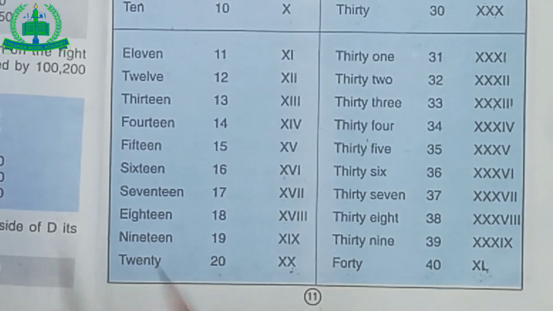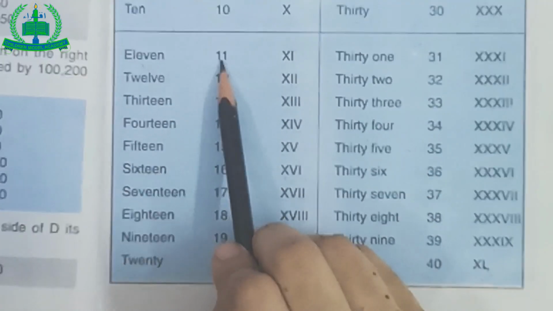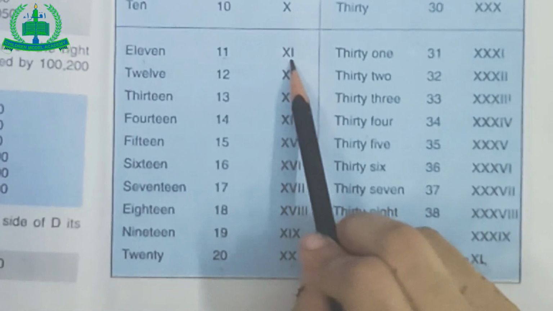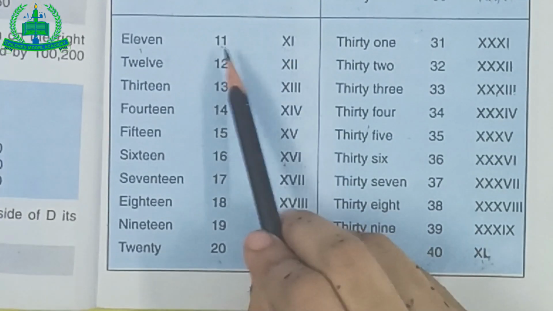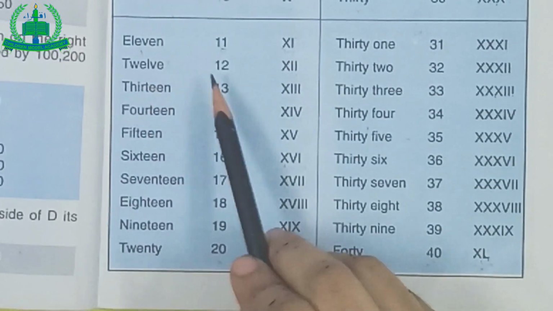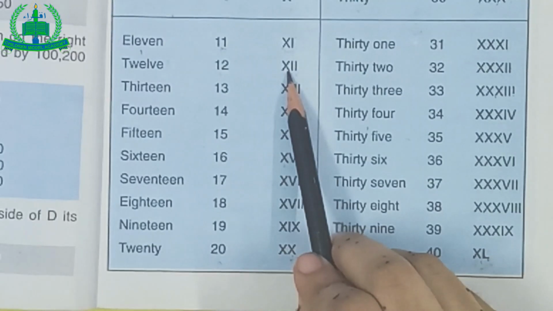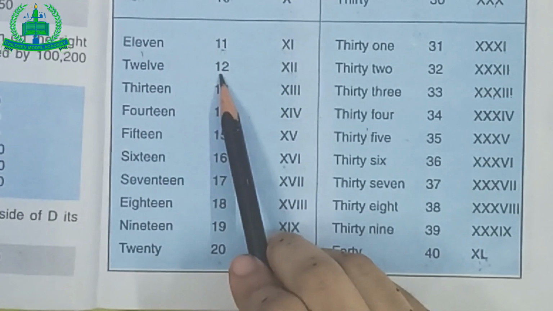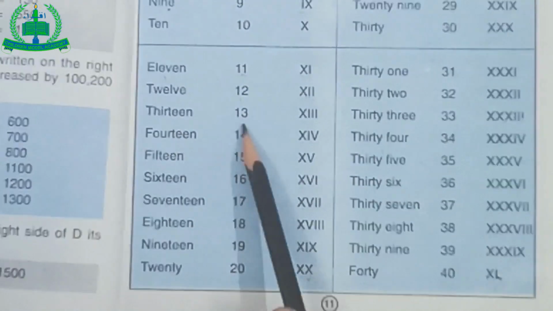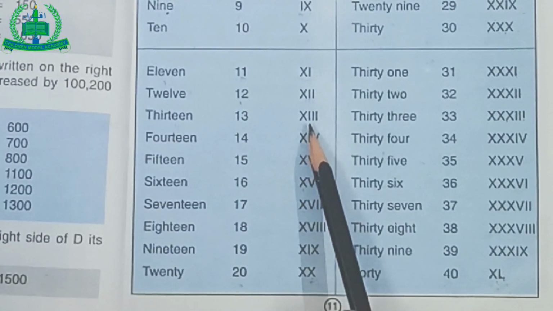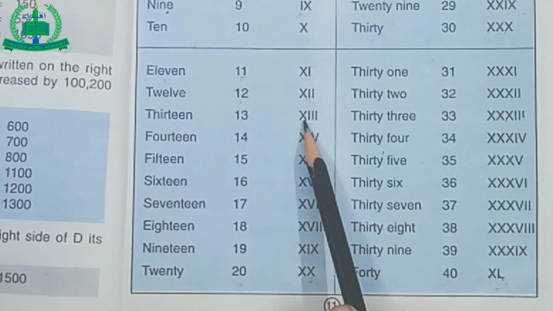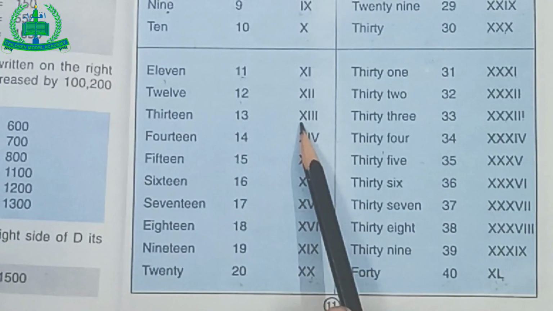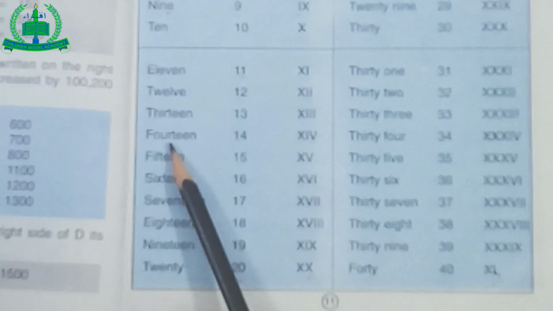Page number 11. 11, XI. X is 10, I is 1. 10 plus 1, 11. 12, XII. X is 10, II is 2. 10 plus 2, 12. 13, XIII. X means 10, III means 3. 10 plus 3, 13.